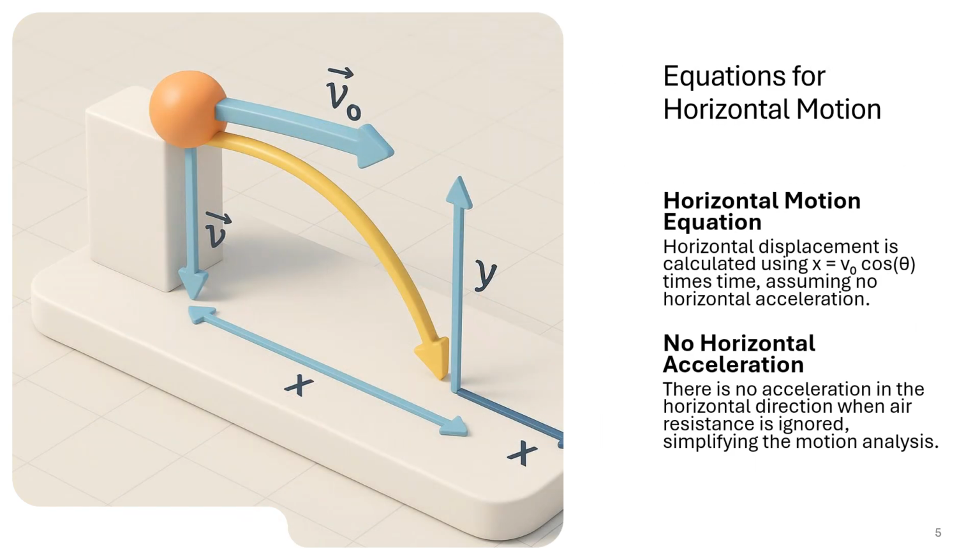So in horizontal motion, there is no acceleration, and velocity remains constant. Therefore, horizontal displacement is given by x equals v0 cos theta multiplied by t. So this equation shows that horizontal distance increases linearly with time.